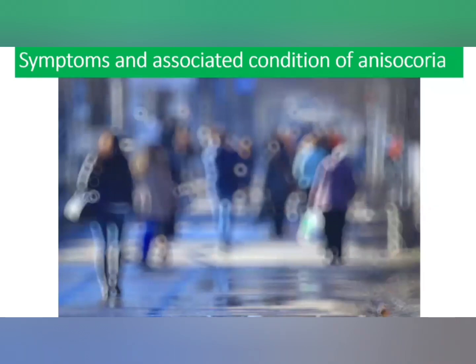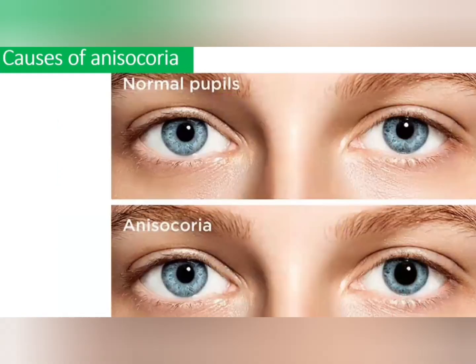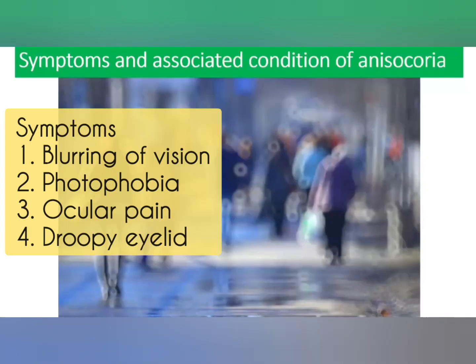Also, if you see anisocoria, it can be due to eye injury like trauma, or medication or drug side effects, or some systemic conditions like brain aneurysm or glaucoma. Understanding the cause is very important before going to the diagnosis. So these are the symptoms of anisocoria.